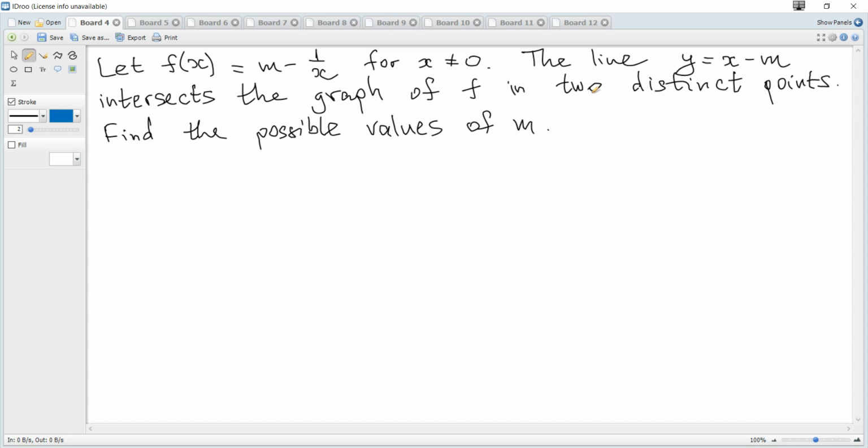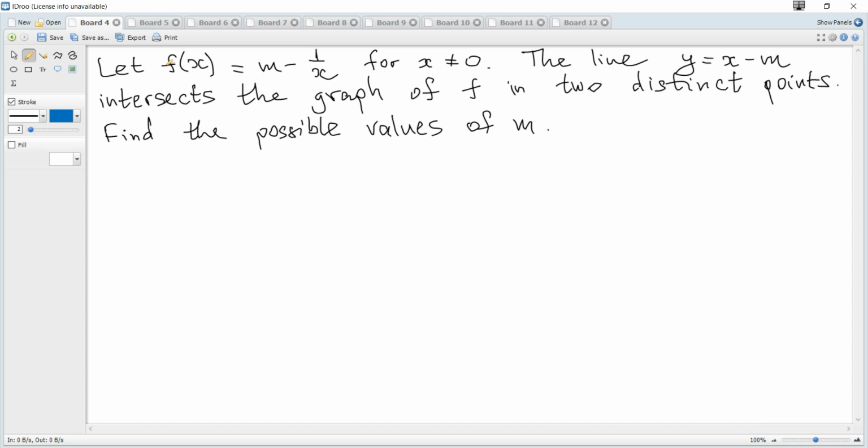Let f of x be m minus 1 over x. The line y is x minus m intersects the graph of f in two distinct points. Find the possible values of m. So if two graphs intersect, what does it mean? We should consider simultaneous equations, common points of intersection.